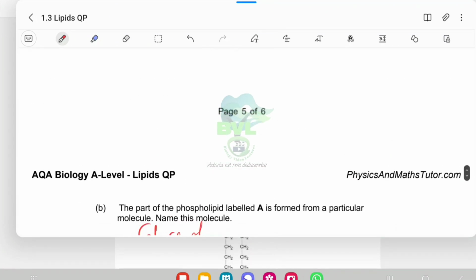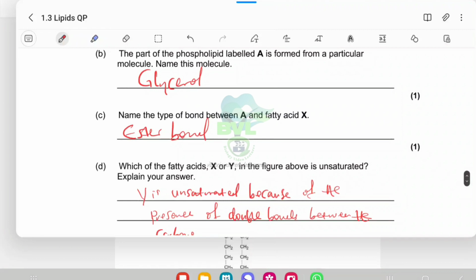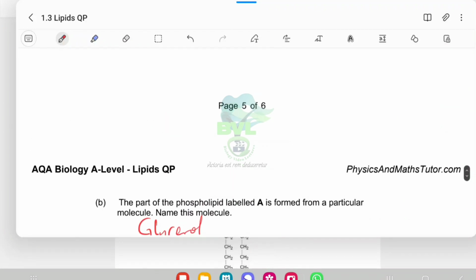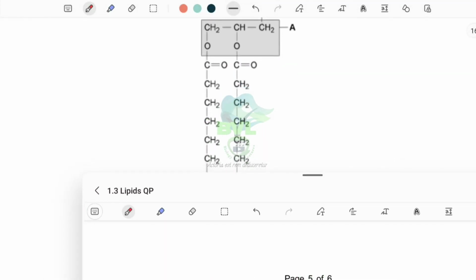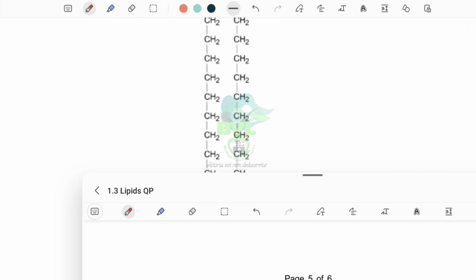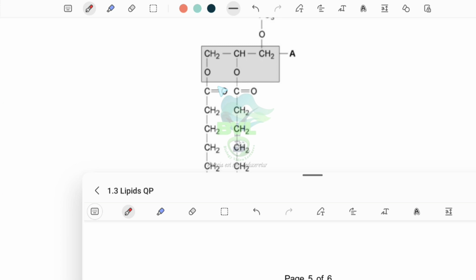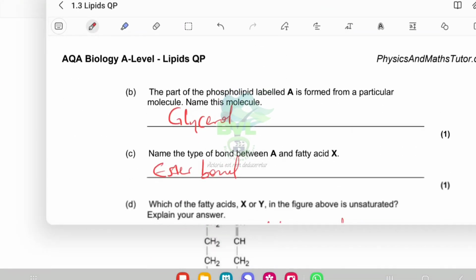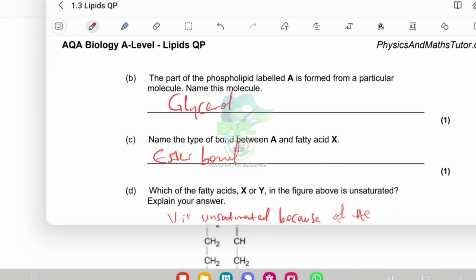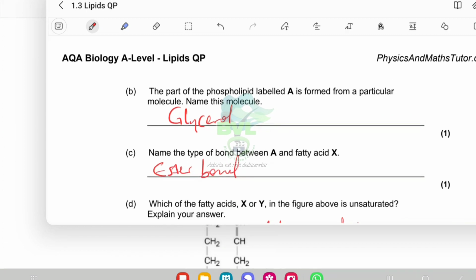Glycerol. Okay, then it says name the type of bond between A and X. Where's A and X? Between A and X, same as between this A and X, this one. Well, you can say between A and Y as well, because the same bond holds them together anyway. So that is going to be what? Your ester bond. Then what? Let me stick to the question there.